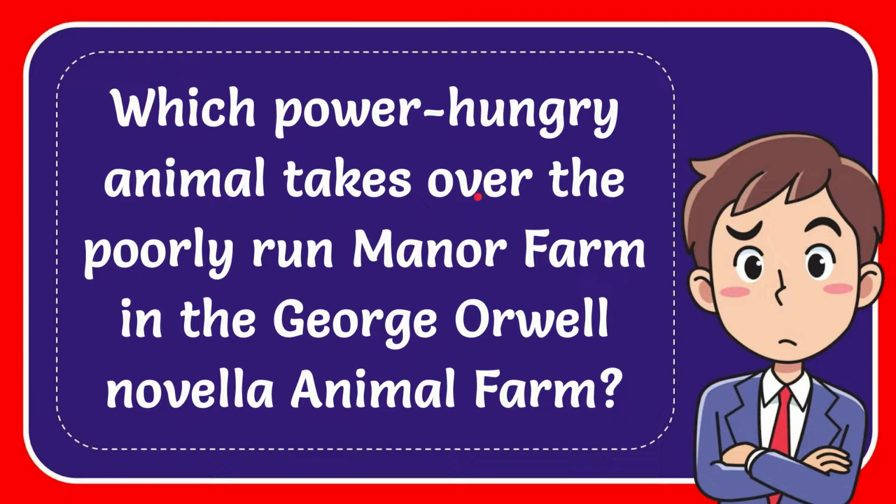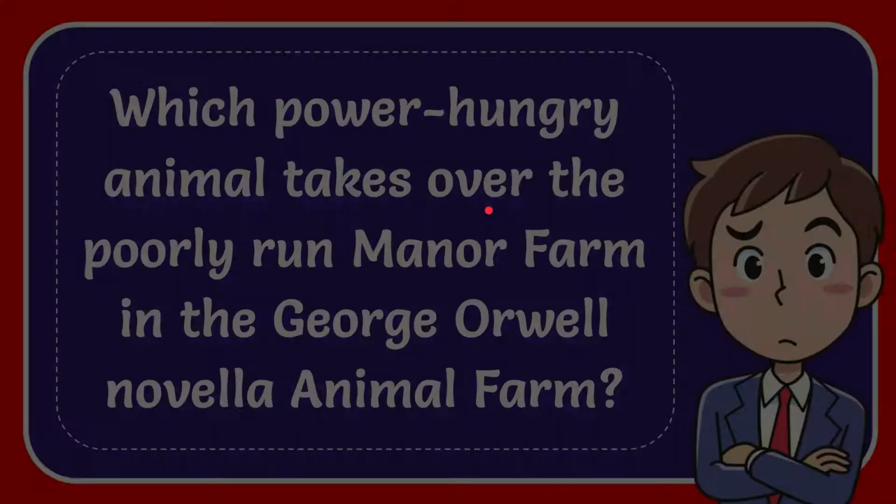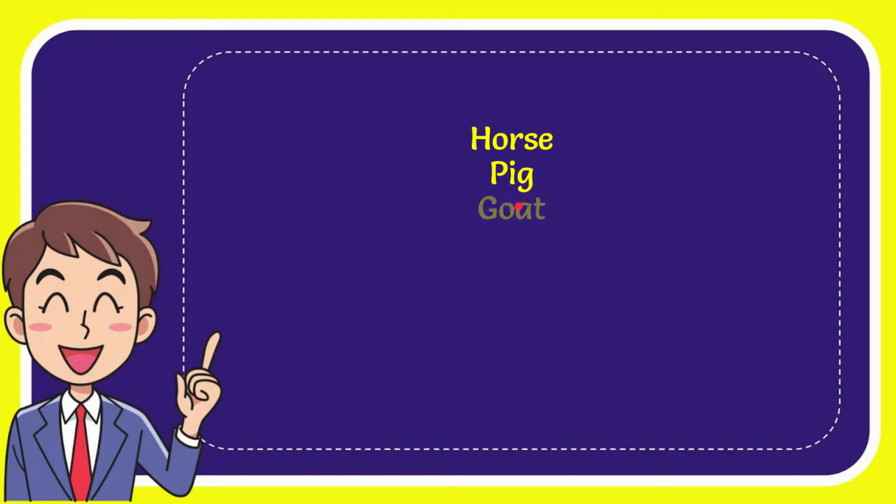In this video, I'm going to give you the answer to this question. The question is, which power-hungry animal takes over the poorly run Manor Farm in the George Orwell novella Animal Farm? I'll give you a list of the options, and here is the list. Horse, pig, goat, and the very last option is chicken, and the correct answer to the question is pig. That's the answer to the question.